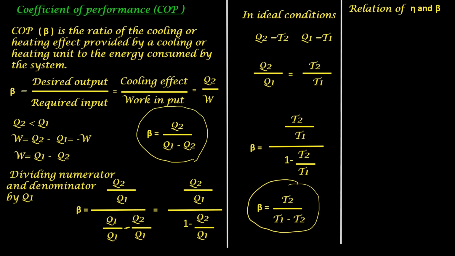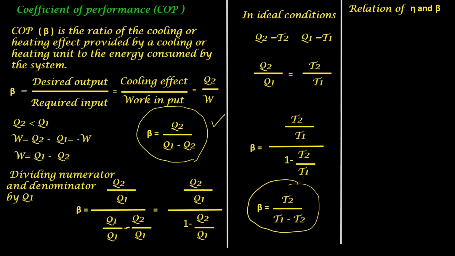Let us see the different forms in which coefficient of performance beta can be represented or calculated. This is one expression. Beta is equal to Q2 by Q1 minus Q2. If Q1 and Q2 are provided, then this formula can be used easily. If T1 and T2 are given, then beta is equal to T2 by T1 minus T2. This is under ideal conditions.